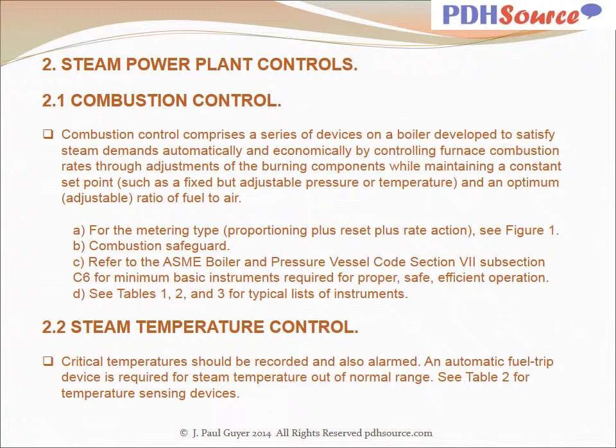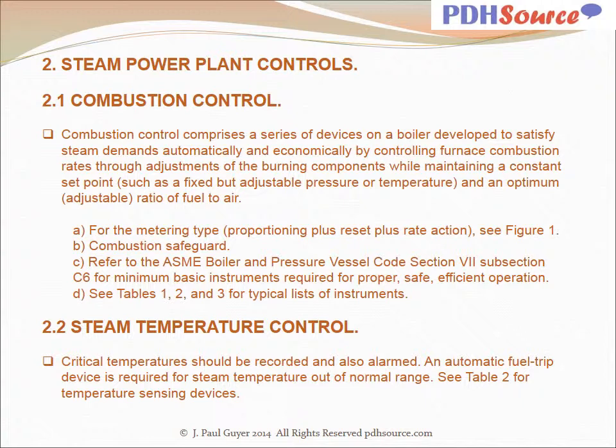Now, with regard to the steam power plant controls, first, combustion control. Combustion control comprises a series of devices on a boiler developed to satisfy steam demands automatically and economically by controlling furnace combustion rates through adjustments of the burning components while maintaining a constant set point such as a fixed but adjustable pressure or temperature and an optimum adjustable ratio of fuel to air. For the metering type, proportioning plus reset plus rate action, see Figure 1.